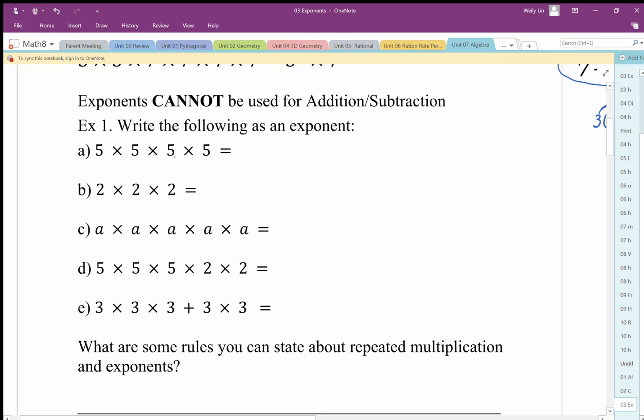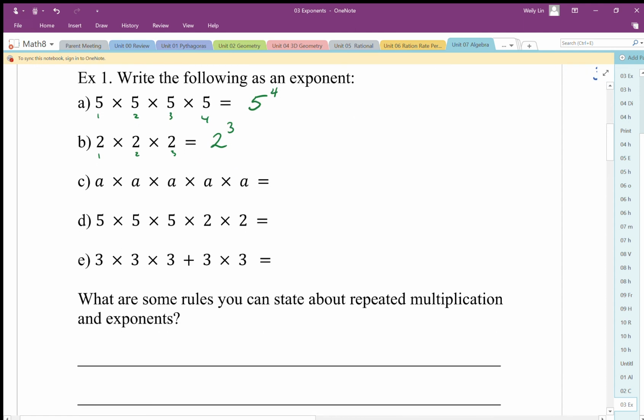And if I want to write this as an exponent, as long as it's all times, I can write this with an exponent. I have 1, 2, 3, 4 multipliers, so I'm going to do power 4. Here my base is 2. I have 1, 2, 3, so I'm going to use an exponent of 3 to show that I have multiplied 3 times. I have a, so my base is a. I have 1, 2, 3, 4, 5 a's, so I'm going to use an exponent of 5.